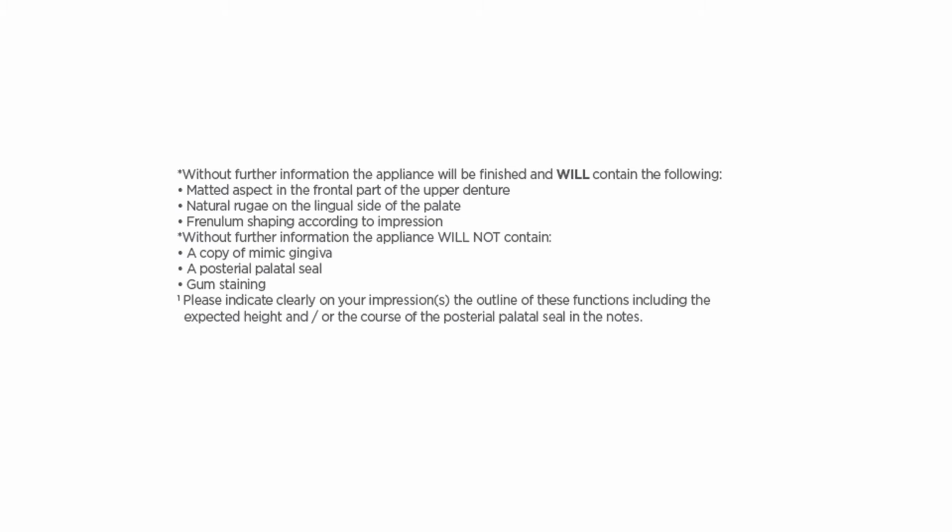Without making selections in the additional options, the appliance will be finished and will contain the following: a matted aspect of the frontal part of the upper denture, natural rugae on the lingual side of the palate, frenulum shaping according to the impression. Without further information, the appliance will not contain a copy of mimic gingiva, a post-palatal seal, gum staining. Please clearly indicate on your impressions the outlines of these functions, including the expected height and or course of the palatal seal in the notes.